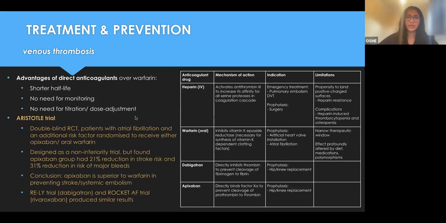Okay, moving on to venous thrombosis. In venous thrombosis, because the coagulation factors play a bigger role, we are targeting those with anticoagulant drugs, again for both treatment and prophylaxis, so prevention.